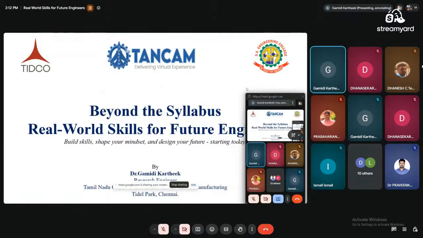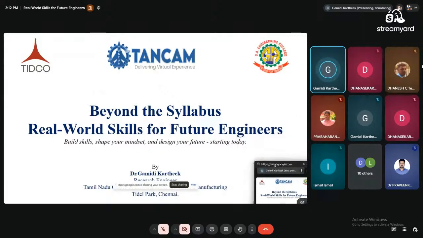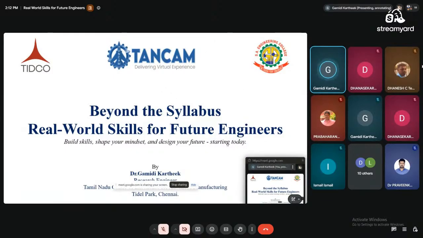Okay. So today we are going to discuss a topic called Beyond the Syllabus: Real World Skills for Future Engineers. As the sir introduced, I am Dr. Karthik from TANCAM. I have been working as a research engineer for the past 3 years in the Tamil Nadu Center of Excellence for Advanced Manufacturing, one of the Centers of Excellence established under the Tamil Nadu Industrial Development Corporation.